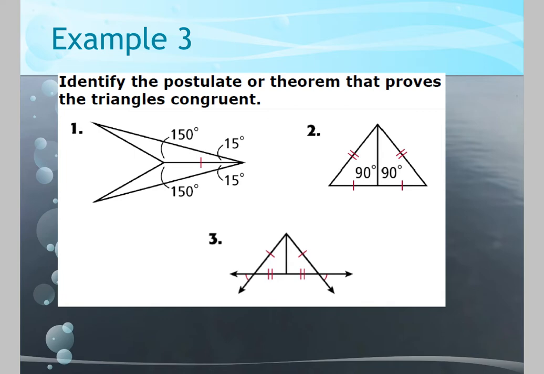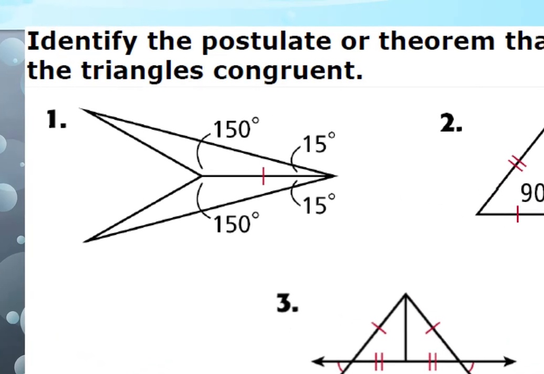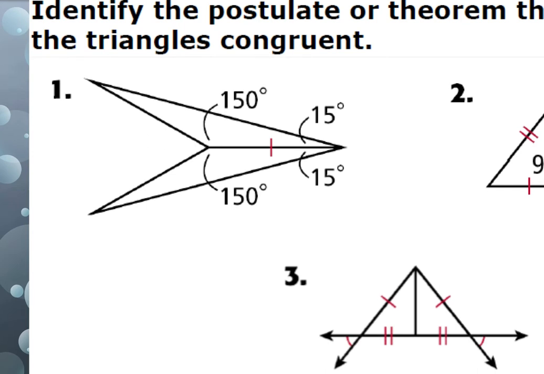All right. Example 3 says identify the postulate or theorem that proves the triangles are congruent. So you don't have to justify each step. You're just going to the end and saying, are these congruent? And if so, which of those 5 would it be? So look at 1. I've got 150 and 150, 15 and 15. Are these congruent? And? Angle, side, angle. Good.